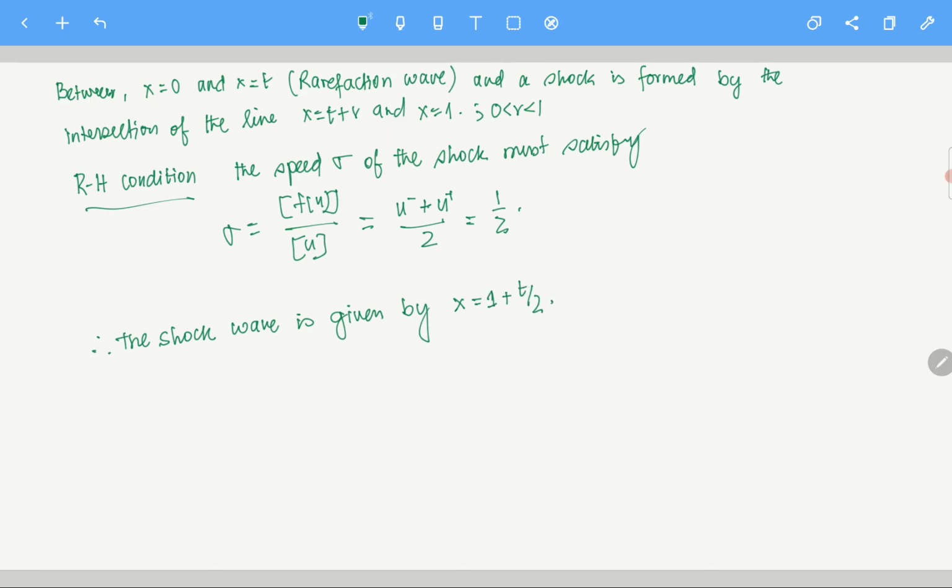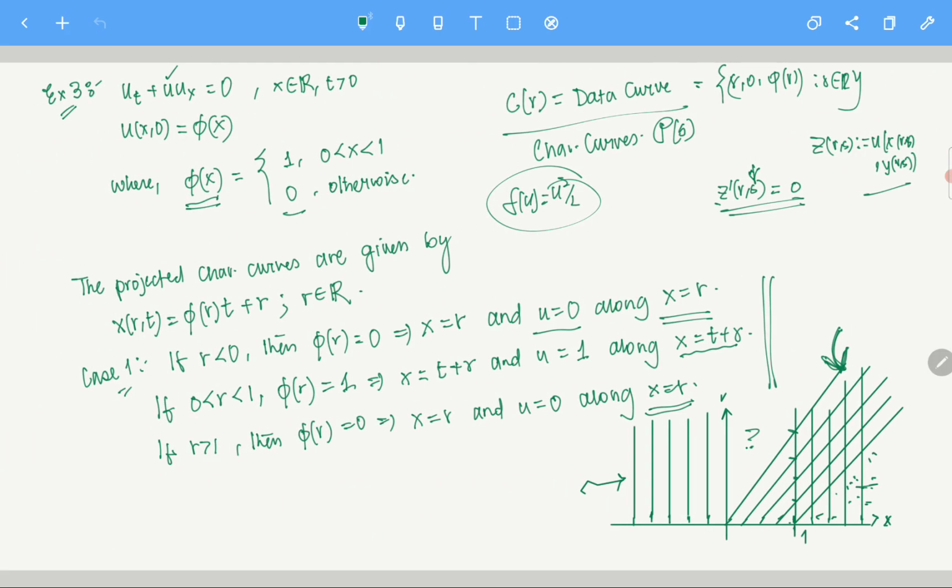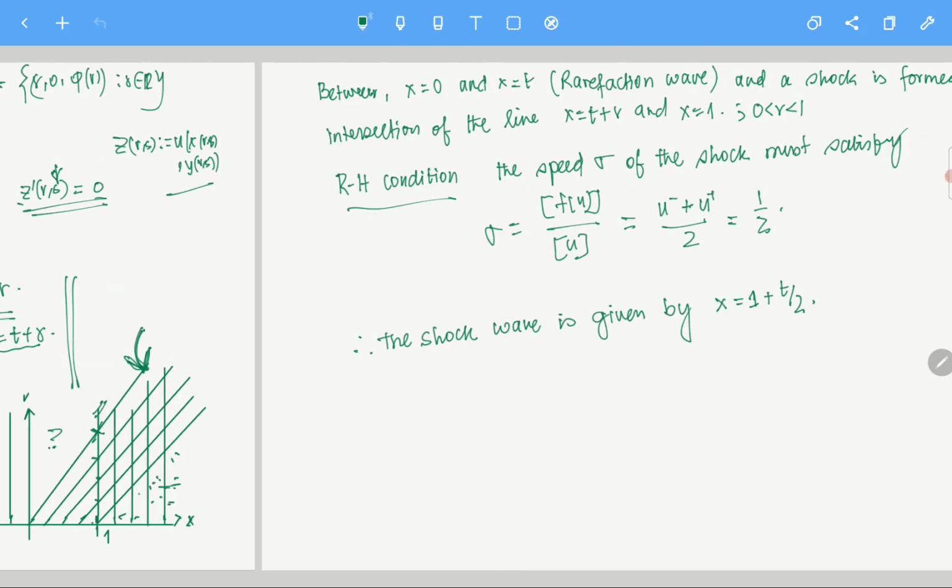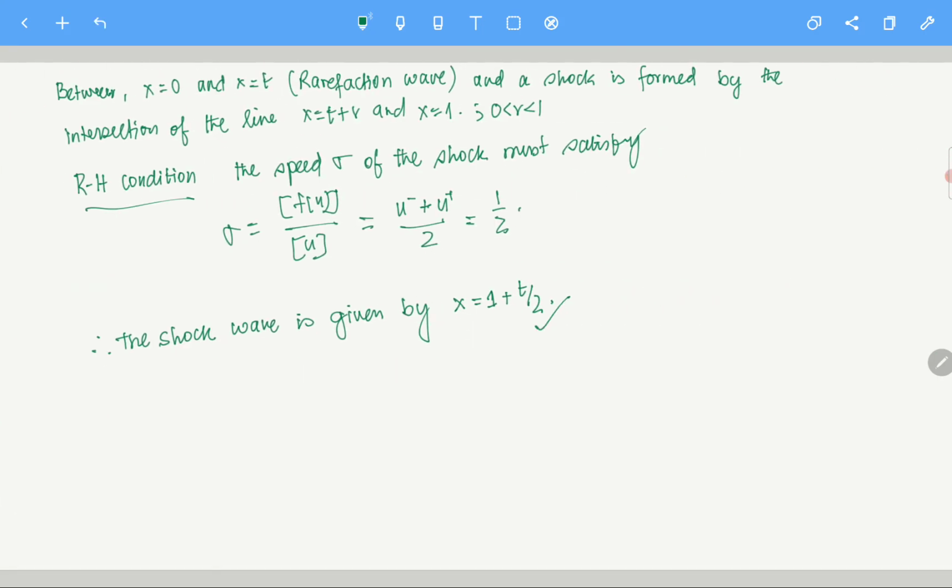So we have a new shock curve here. This is not a shock curve, I explained it wrong, I drew it wrong. This is the characteristic curve. When this characteristic curve first meets the characteristic curve x equals r, those are the points where we have an issue, because the characteristics intersect and u becomes multi-valued. We have to rectify that issue, and to do that we use the Rankine-Hugoniot condition, and we get a new curve given by x equals 1 plus t by 2.